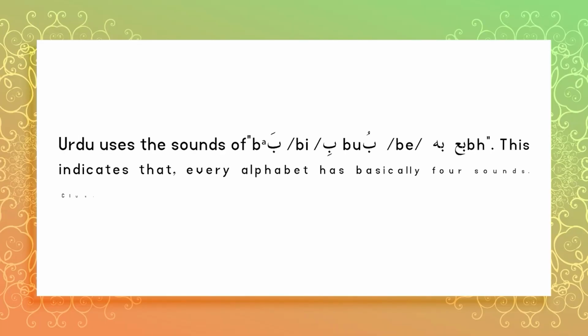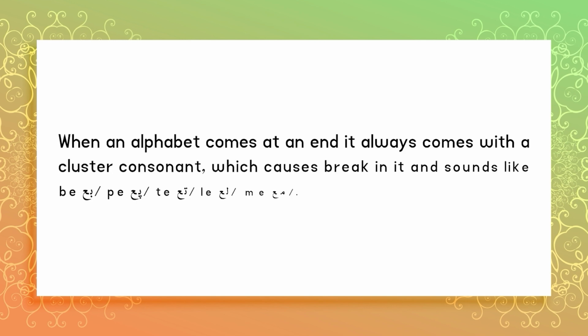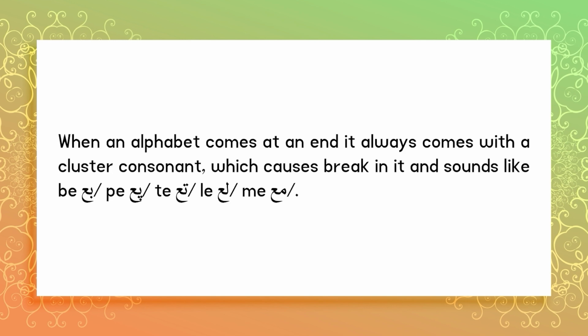Revise and remind once again. Urdu uses the sounds of ba, bi, bu, be, ba. This indicates that every alphabet has basically 4 sounds. Cluster consonant rebounds like ba. When an alphabet comes at the end, it always comes with a cluster consonant. You have to remember this rule. When an alphabet in Urdu comes at the end, it also comes with a cluster consonant.